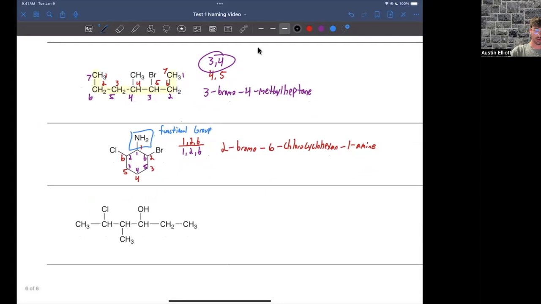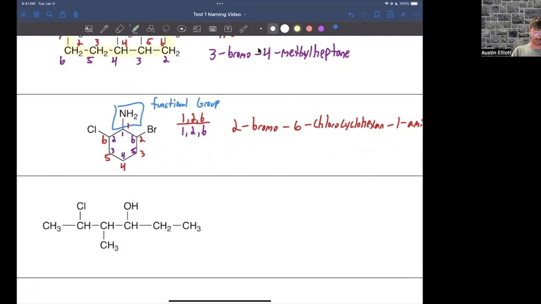So our last problem that we're going to be going over, this one right here, we're going to look at the longest chain. So it looks like it's this 6-carbon chain right there. Then we're going to number. So this one has a couple groups on it. We have a chloro, a methyl, and an alcohol.